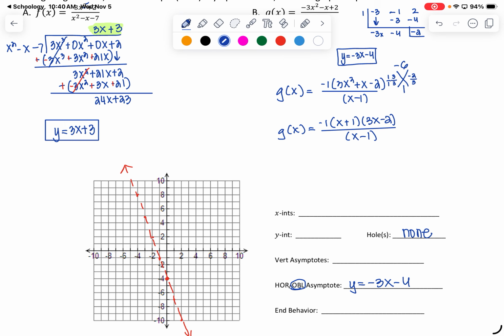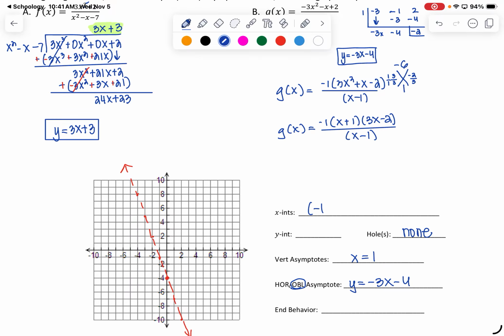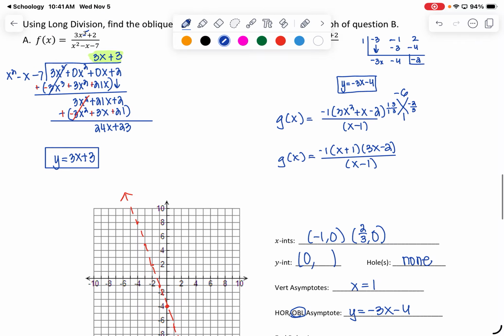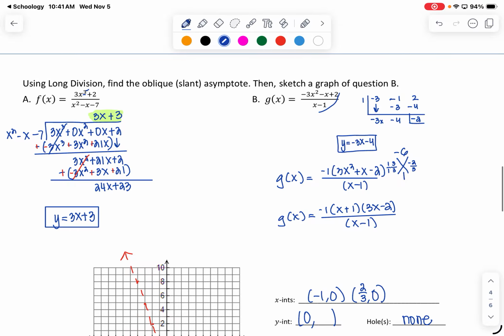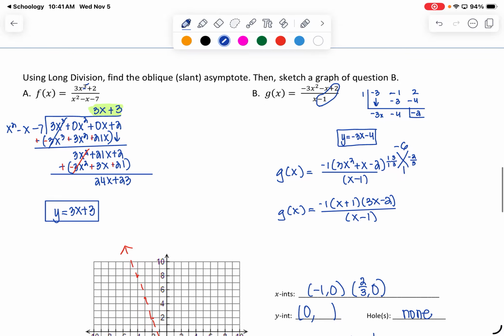Doesn't matter the order of anything. I like doing vertical asymptotes next, so x equals 1. Then I will do the x-intercepts. So set each factor with an x in it in the numerator equal to 0 and solve. So that is -1, 0, and 2/3, 0. Y-intercept, plug in 0 for x and see what you get for y. I'm going to go back to the original because it's faster just to do that. That's -2.